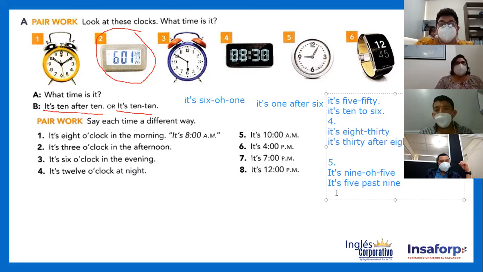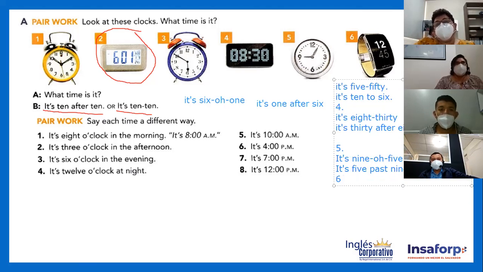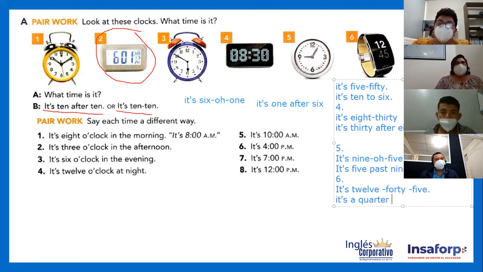The last one, Josue, number 6. What time is it in number 6? It's 12:45. Yes, right. Very good. What other way? Another way to say that? It's a quarter to one. Yes, right. It's quarter to one. Fifteen minutes to one.